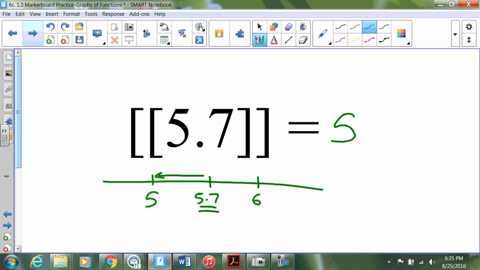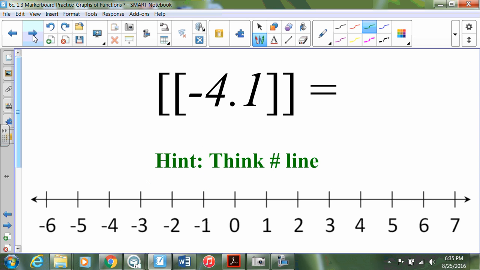Some of you said rounding down, and rounding down could work, except for when we get to negatives, you've got to be careful. So negative 4.1 is about what? Right here. So when I think about rounding down, we think about that being -4. But really, when I look at it, it's not quite to -4, so it's got to go back to -5. So be careful if you don't use a number line when we have negatives.